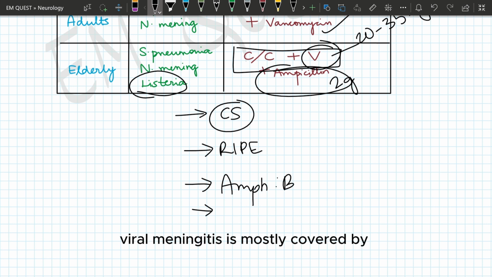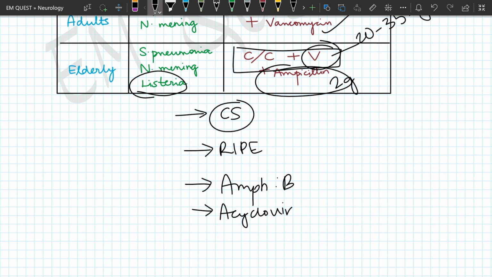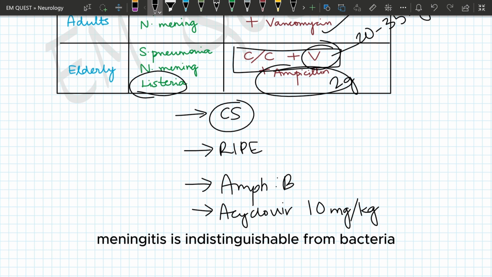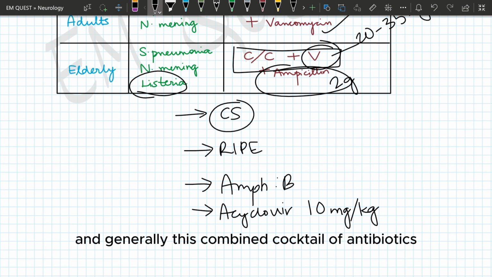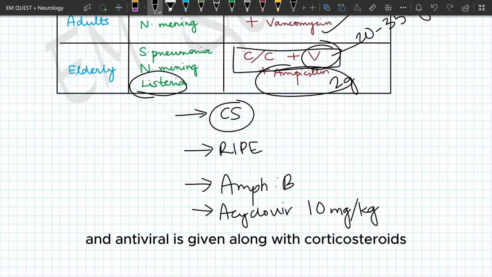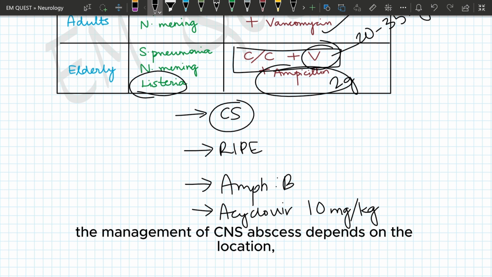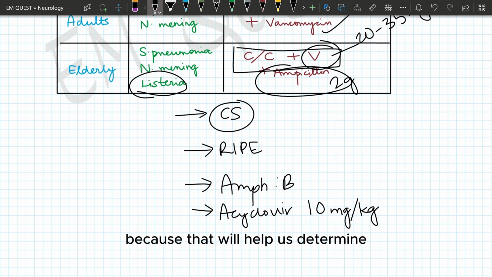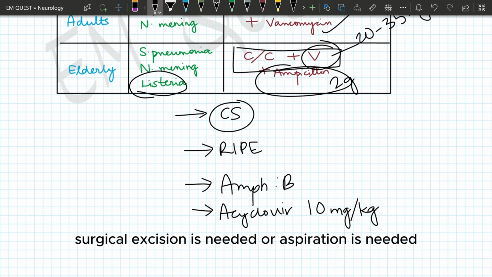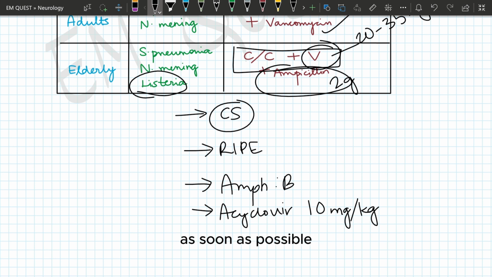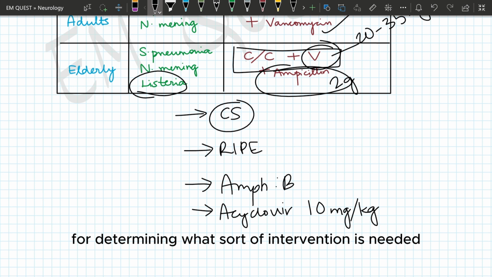Viral meningitis is mostly covered by acyclovir at the dose of 10 mg per kg. Naturally, early cases of viral meningitis are indistinguishable from bacterial, and generally this combined cocktail of antibiotics and antiviral is given along with corticosteroids. The management of CNS abscess depends on the location, size, and number of abscesses, because that will help us determine if medical management, surgical excision, or aspiration is needed. Generally, in the ED, neurosurgical consultation should be obtained as soon as possible for determining what sort of intervention is needed.